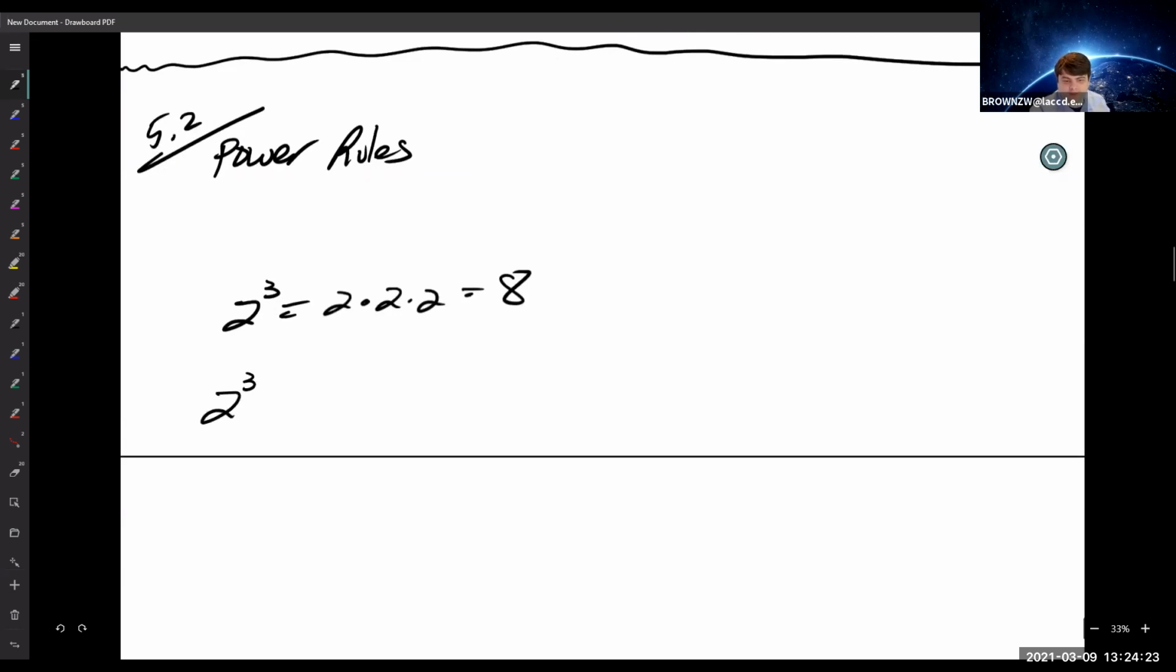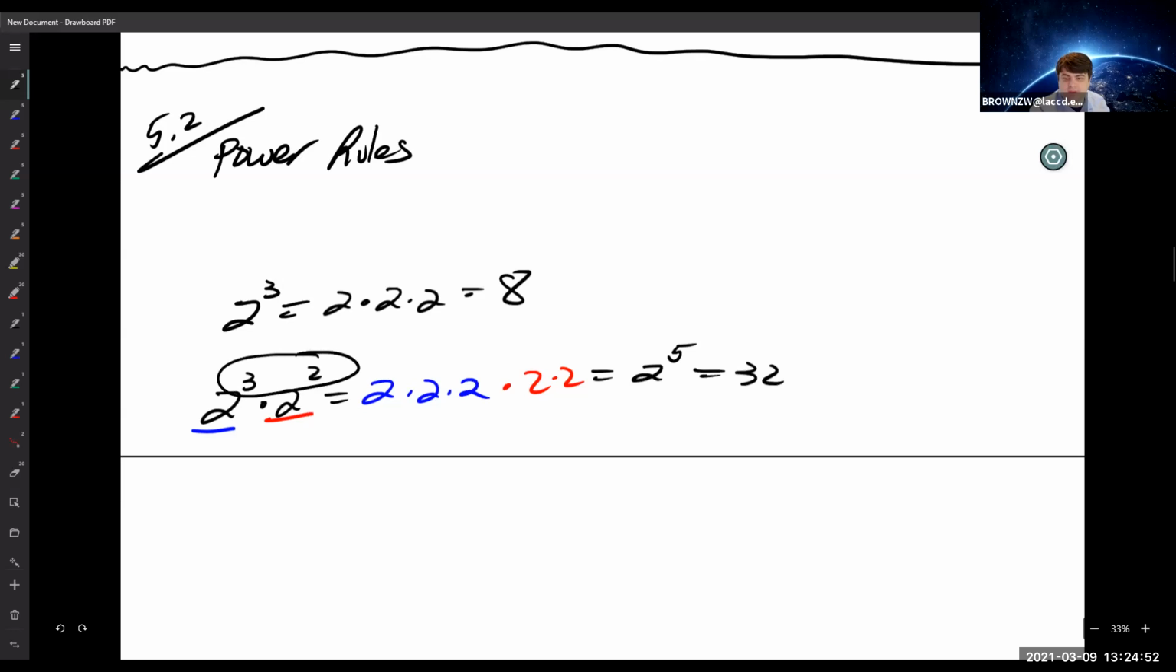So if we have something like 2 to the third times 2 squared, well, if we break that out, the first one would be 2 times 2 times 2. The second one would be 2 more. And if we count that out, that would be equivalent to saying 2 to the fifth power. Now, we can actually calculate what that is, which is 32. But the important thing is the relationship that happens between these terms.